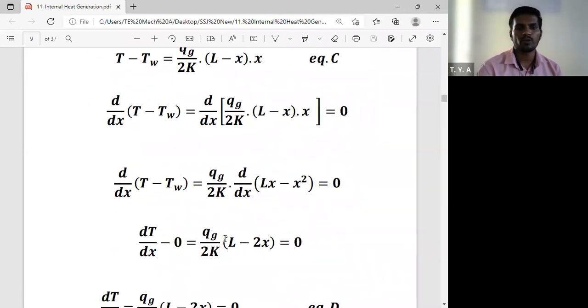So what is the derivative of the left side? dT by dx minus 0. Okay, इथं असं का आलं असेल सांगा? T minus TW चा आपण डेरिव्हेटिव्ह घेतलेला आहे. We are taking the derivative of T minus TW. Okay, so dT by dx minus 0. Why is the derivative of TW 0?